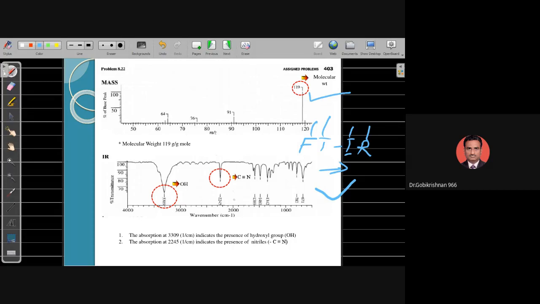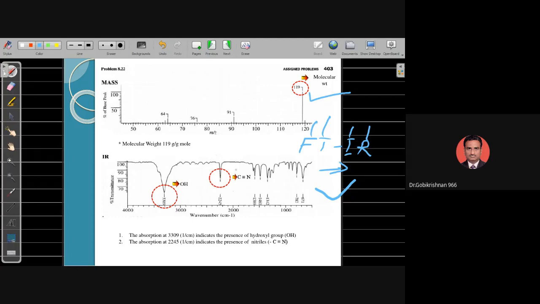If there is an absorption in the region 2200 to 2300, that may be due to the presence of a CN. Like that, there is a specific absorption region for each and every functional group. It may be an aldehyde, ketone, amide, C triple bond N, double bond, triple bond, like that. Based on the functional group, there will be a specific region in the spectrum where it shows absorption.